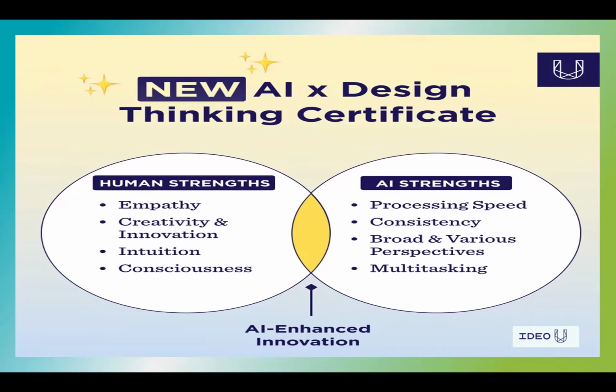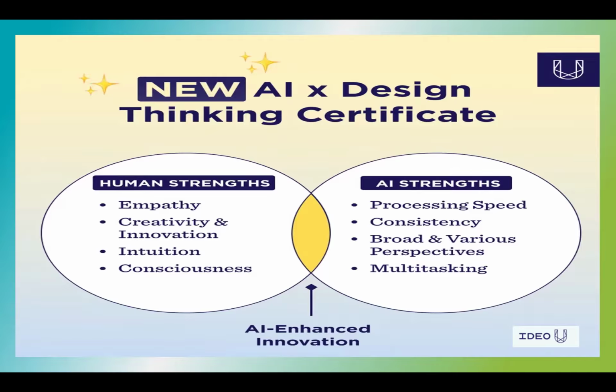IDEO is the world's leading design company. We'll use them as examples several times today. They have this new design thinking certificate. And one of the things they show is that human strengths and AI strengths together come up with AI enhanced innovation. 100% agree, but the left side has to lead. The left side is the lead.